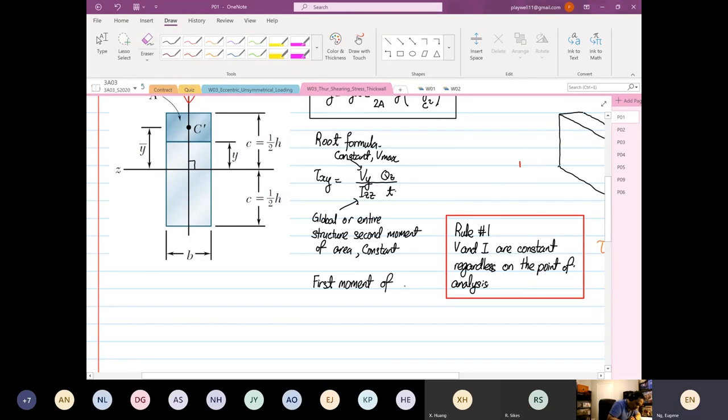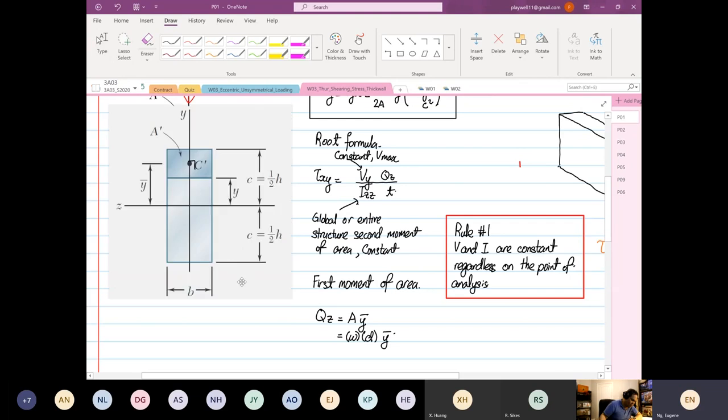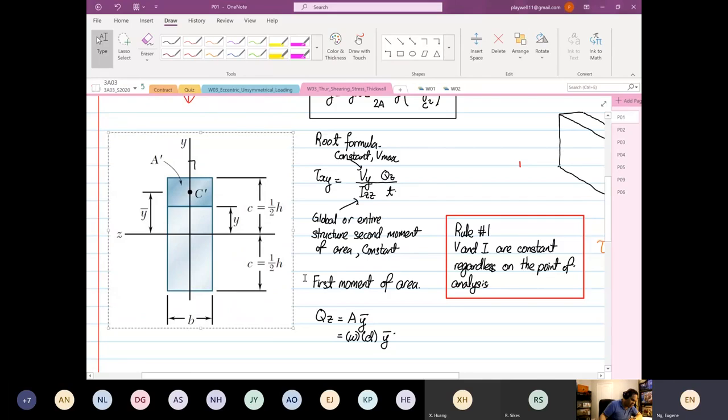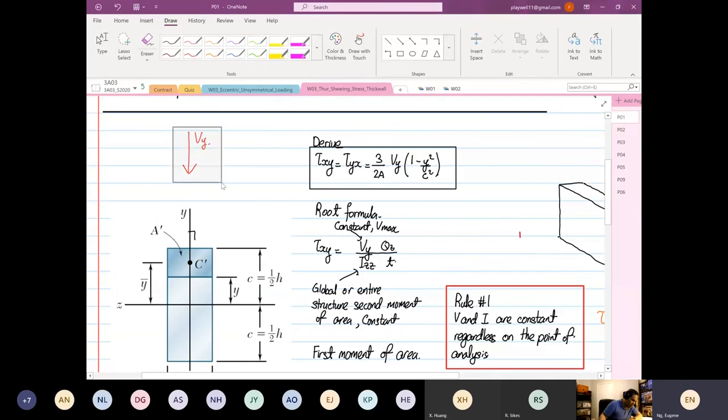So for this case, we are going to find the first moment of area about the z-axis, which is equal to area multiplied by y bar. Area over here, I prefer to have a notation that's width multiplied by depth, multiplied by y bar, right? So depending on how the shear force is acting, our shear force is coming perpendicularly down.